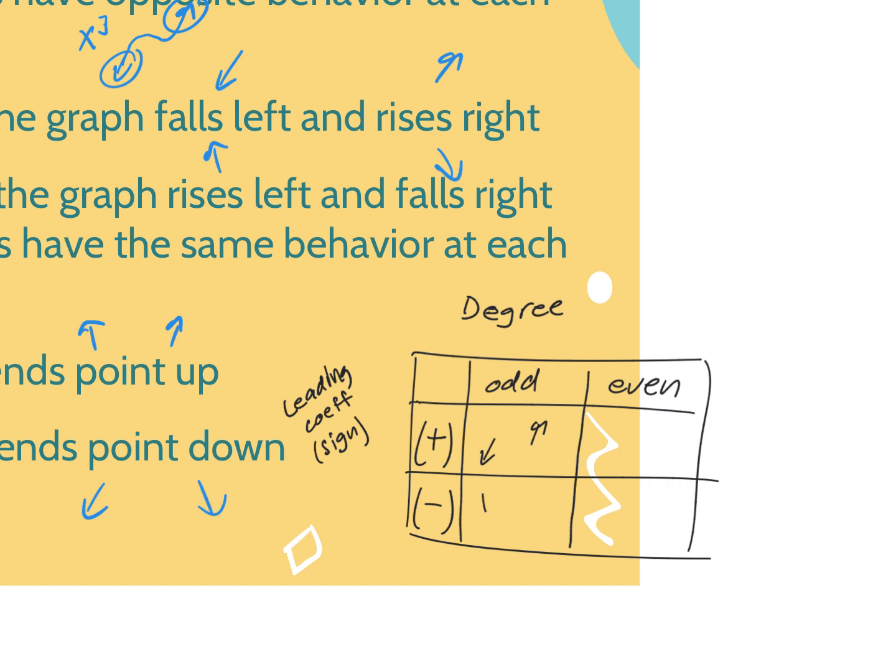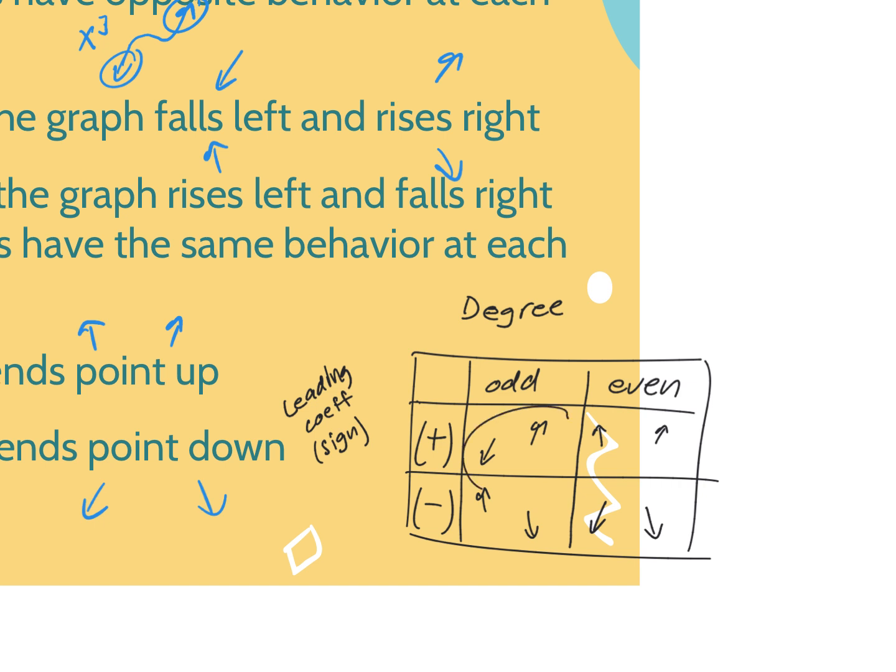Odd negative is going to go up as you go to the left and down as you go to the right. Even positive, they both go in the same direction, up. Even negative, they go in the same direction, down. All right, so something like that. And if you want to describe it using words, you can say it falls as you go to the left, rises as you go to the right, or goes down, left, up, right.